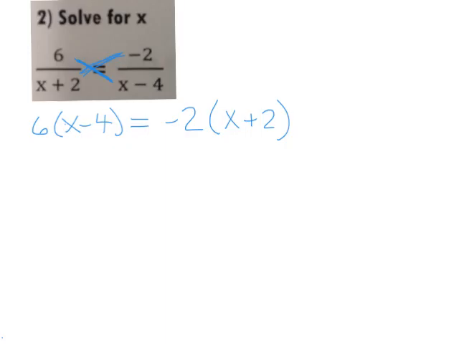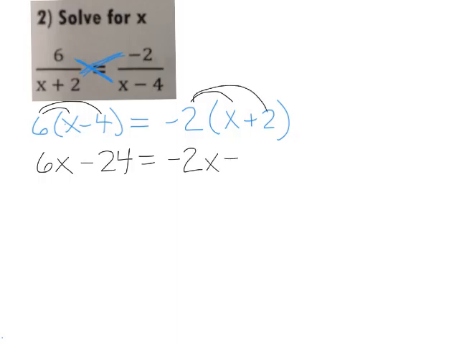So hopefully we remember how to remove parentheses. We use a property. What's that property called? The distributive property. That's correct. So we're going to distribute. 6 times x is 6x. 6 times negative 4 is negative 24. Equals negative 2 times x is negative 2x. Negative 2 times 2 is negative 4.